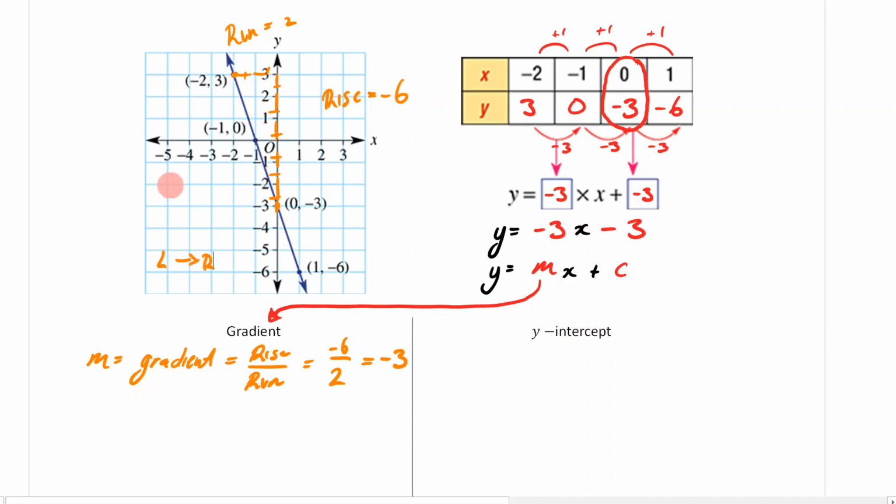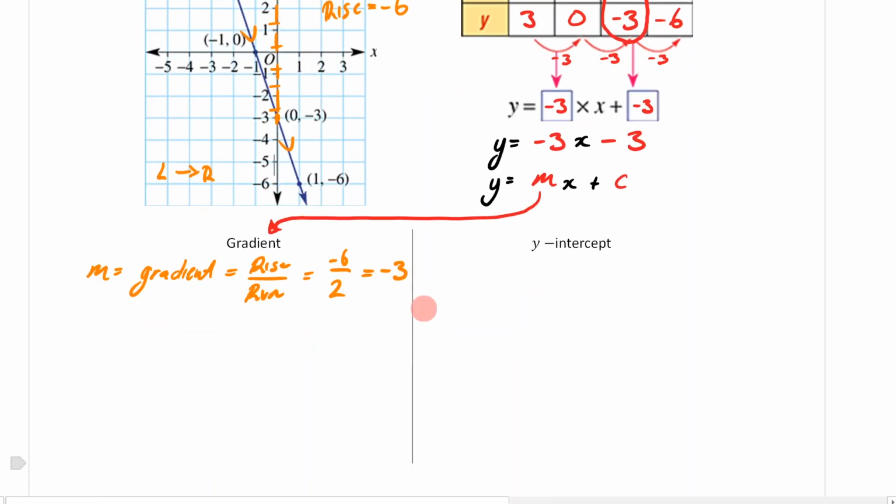Well, it's quite clearly here, if I look from left to right, that this line is going down. And that's why we get a -3 here. So we said that the rise was going down by 6. And that's how we could get to a negative as well. But just important that you're really taking note of whether or not your gradient is positive or negative. So here we have proved that my m is -3.